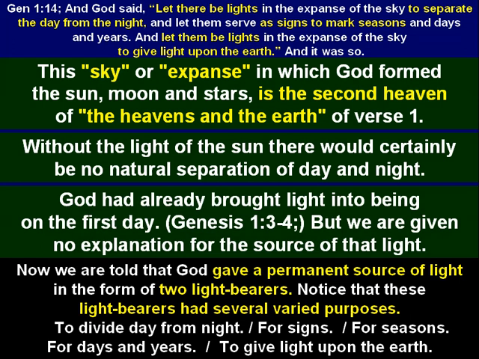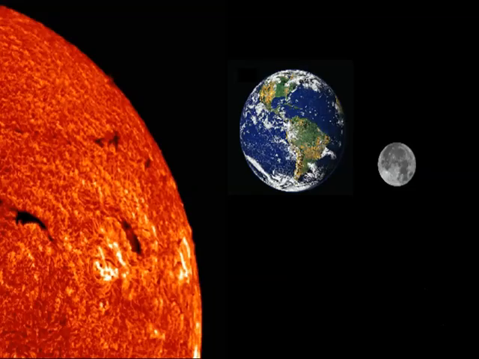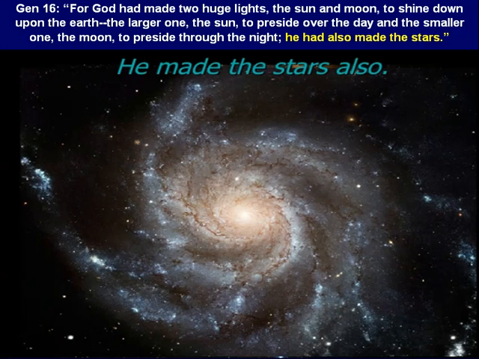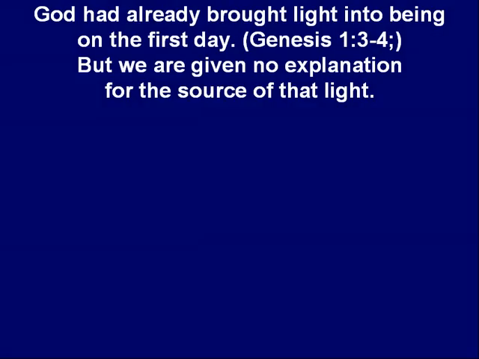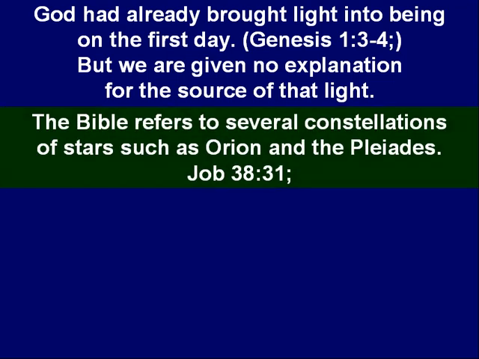Notice that these light bearers had several varied purposes. They were to divide day from night, for signs, for seasons, for days and years, to give light upon the earth. He made the stars also. God already brought light into being on the first day, but we are given no explanation for the source of that light. The Bible refers to several constellations of stars, such as the Orion and the Pleiades.